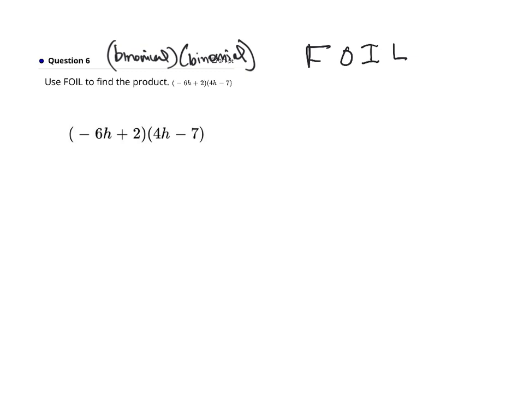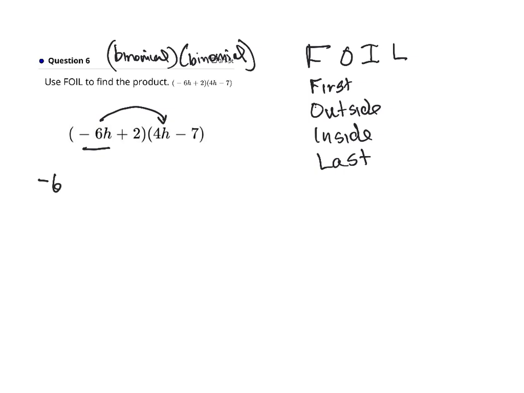What FOIL stands for is first, outside, inside, and last. Now, some say first, outer, inner, last. It's the same thing. So I'm going to take this term right here, this negative 6h, and I'm going to multiply it times the first term in the other. So that would be, I'm going to put a lot of steps in here, but you don't have to have this many steps. So negative 6h times 4h. Those are my first terms.